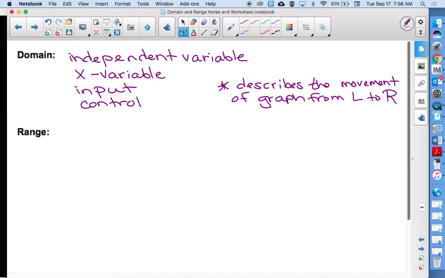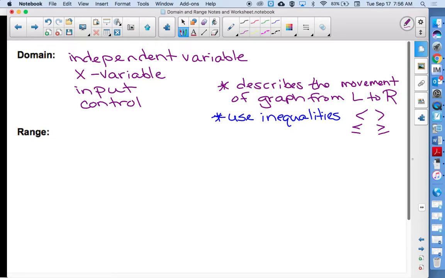We're going to use inequalities to describe that. And I'll show you how that's done. So remember, inequalities are your greater than, your less than, your greater than or equal to, less than or equal to. So we're using inequalities to describe the movement of the graph, or the path the graph takes from left to right. So domain, input, X variable, independent variable, control variable. 4 different ways we can describe domain.